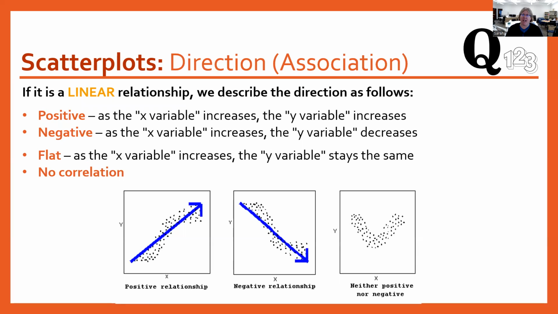If we have a linear line that is going downhill, then the slope is negative. So we would also say that the direction is negative. And that means that as the x variable increases, the y variable is going to decrease. It's going to go down.